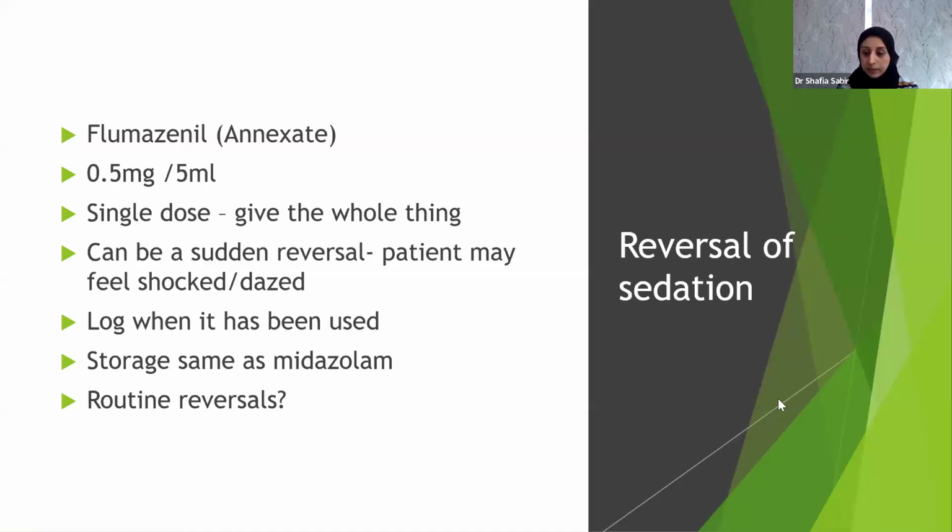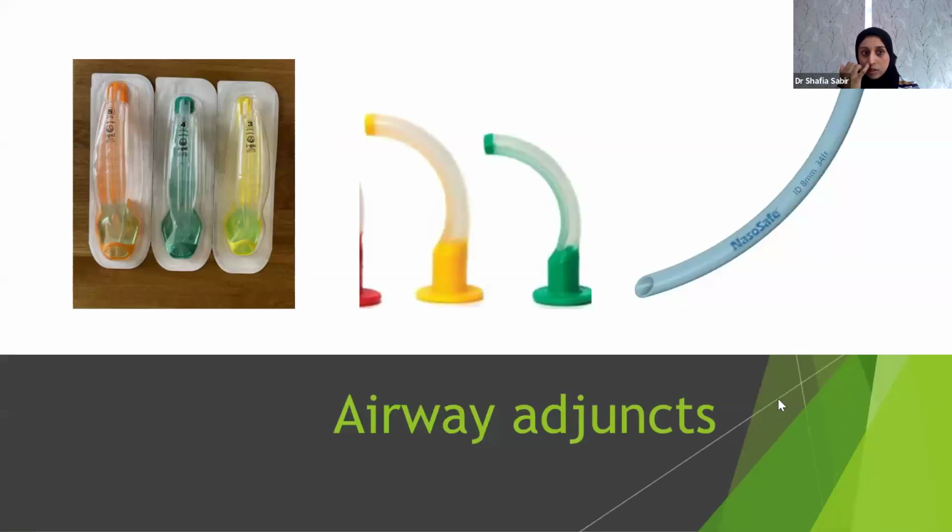enough time to recover. So airway adjuncts, this is just some examples of airway adjuncts that you can have in surgery. First one's i-gels. They come in different sizes.